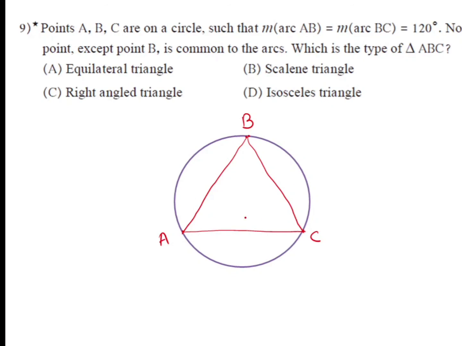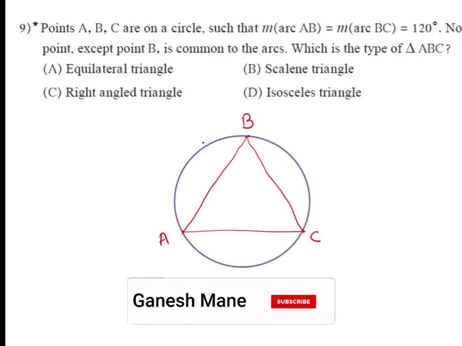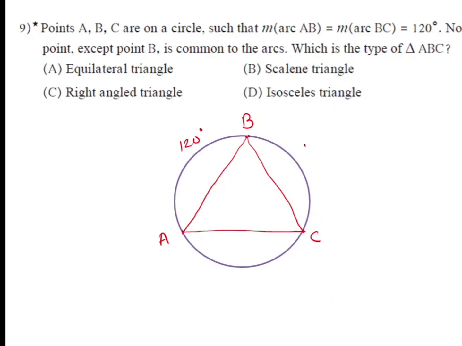So we get this triangle ABC. The question is, which type of triangle is this? Equilateral triangle, or a scalene triangle, or a right angle triangle, or isosceles triangle? Now to decide this, we have to use the information given to us, that is measure of arc AB is equal to measure of arc BC is equal to 120 degree. So this measure of arc AB is 120 degree, measure of arc BC is also 120 degree.